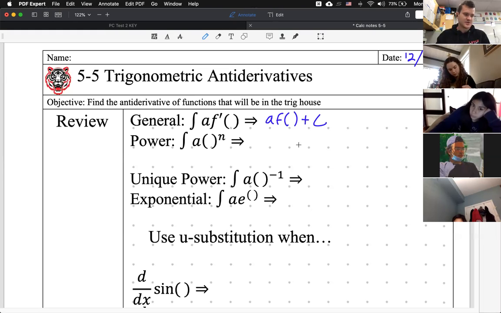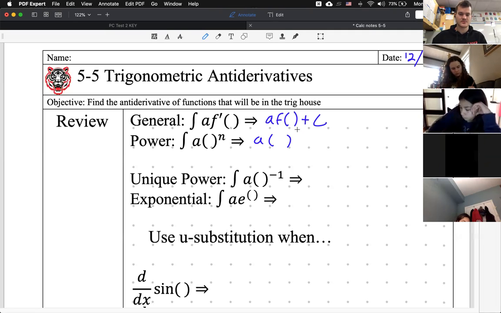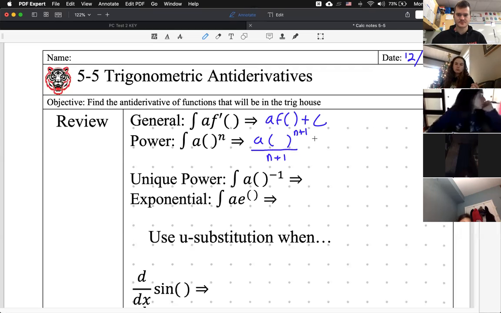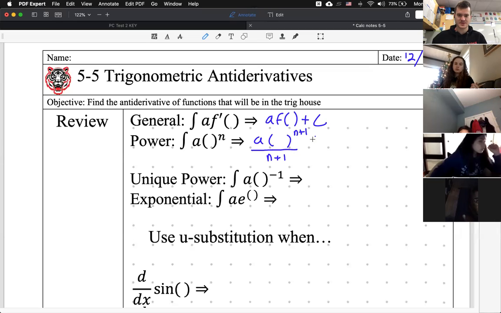Now do power house. You, of course, have that a still out in front. This is going to be something to the power of n plus 1. And then what do I do with that n plus 1? Divide down, so divide by n plus 1. And don't forget your plus C.